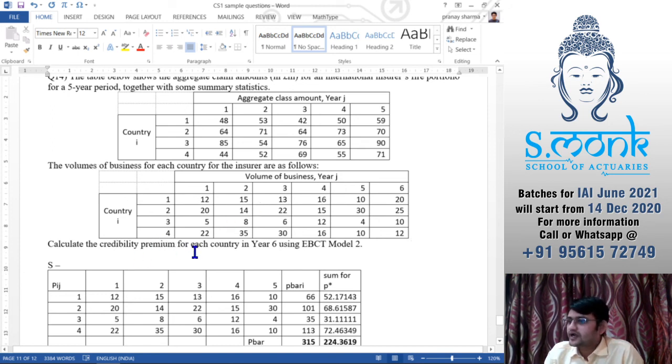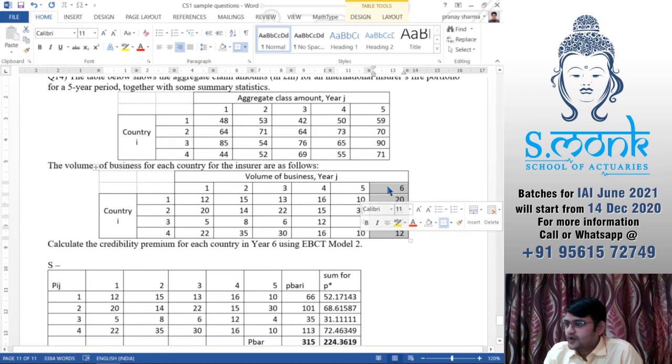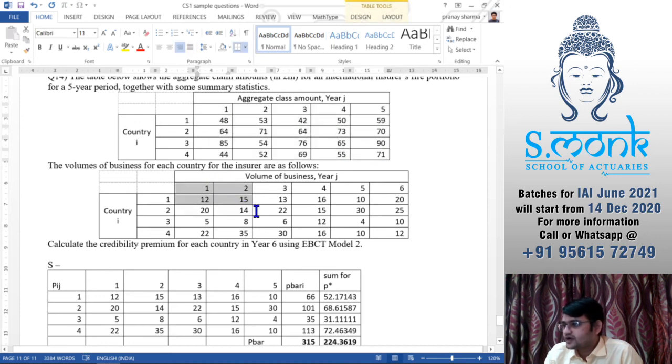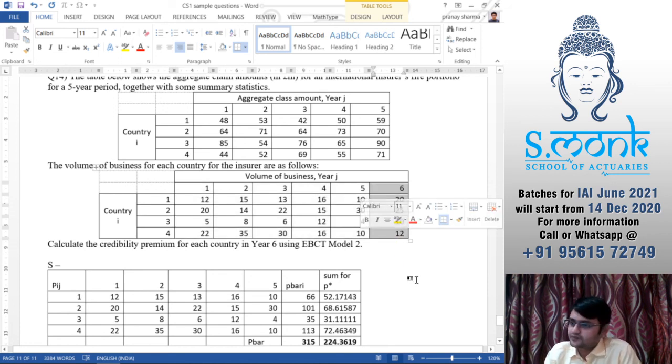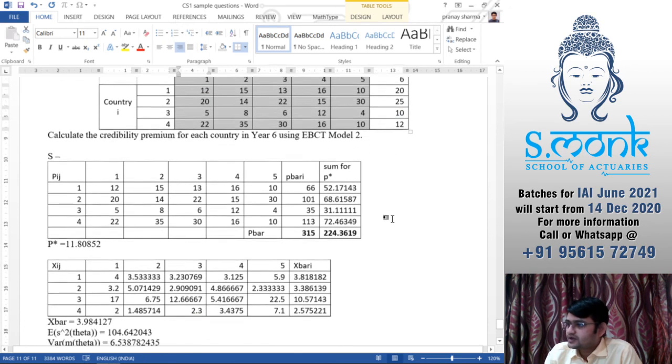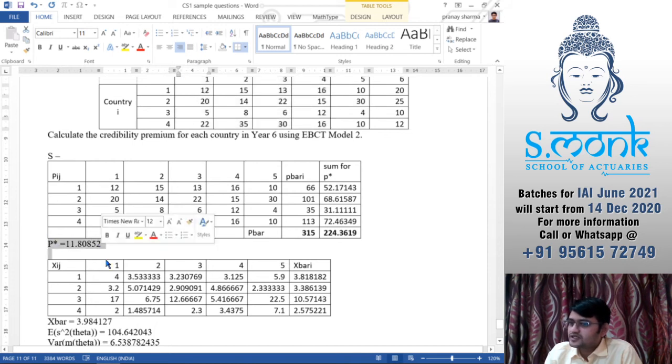Calculate the credibility premium for each country in 6th year using EBCT model 2. So what happens is this 6th year data is only used at the end. So while doing all the calculations, you will not be using this 6th year data. So you will be taking 5 year data this and 5 year data this. 6th year data would only be used at the end. So first of all, this is our PIJ, PIJ 5 year data. For that you need to calculate your P stars.